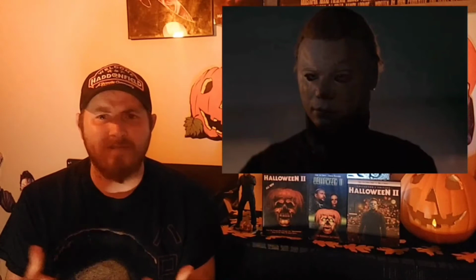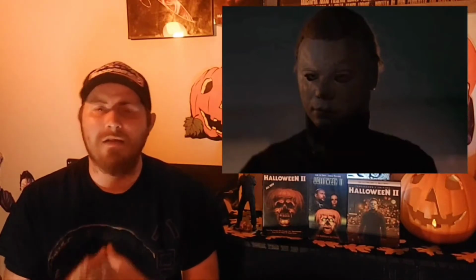But at the same time, it's very robotic. It's very slow. I feel like Michael Myers should be hurrying the hell up to get to Laurie instead of taking his sweet time still. I don't know. It's just me, I think. But nonetheless, still a good performance. Michael Myers still doing Michael Myers things.